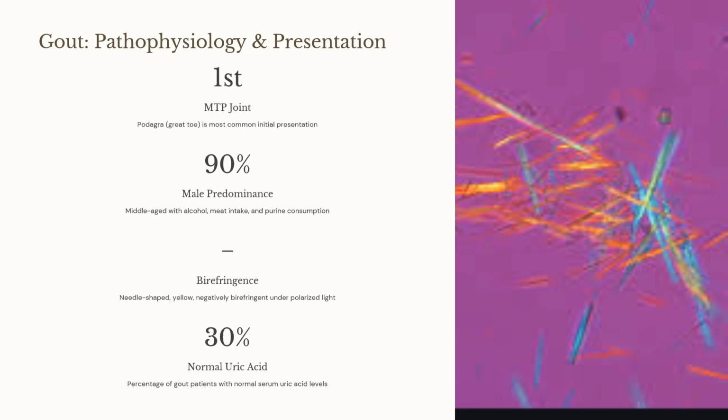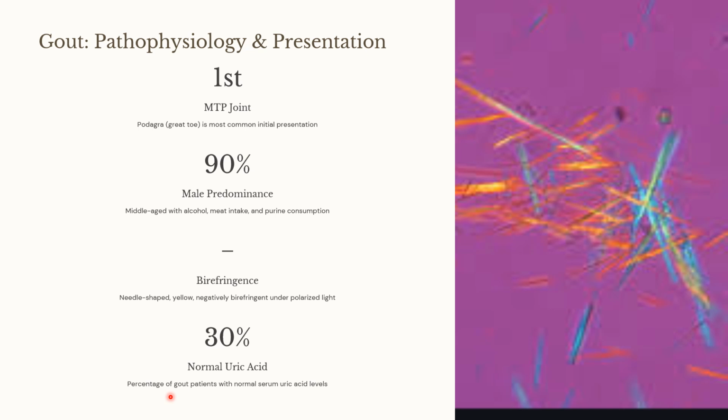In gout, what happens is that there is monosodium urate crystal deposition in the joints, leading to arthritis of the knee, arthritis of the hands, or arthritis of the big toe. In whatever joint the monosodium urate crystal is deposited, there will be arthritis. But what is the most common arthritis? It is when the monosodium urate crystals are deposited in the big toe or great toe, which is called podagra, and that is the most common presentation of gout.